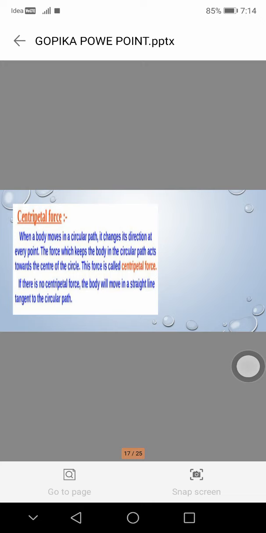Centripetal force, very important friends. When a body moves in a circular path, it changes its direction at every point. The force which keeps the body in the circular path acts towards the center of the circle. This force is called centripetal force. If there is no centripetal force, the body will move in a straight line tangent to the circular path.